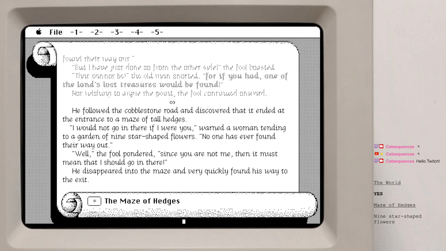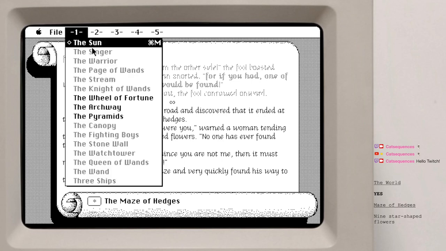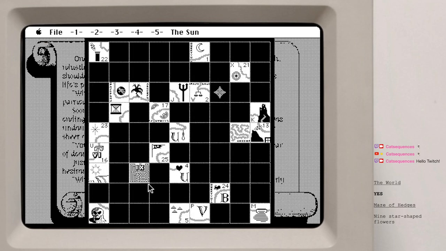There we go. So I've written down the nine star-shaped flowers, because I feel like that is probably our clue to what this square looks like on the map. I guess we can try and check that, can't we? If we have a look here. So this. No, it just has a maze on it, with X on it, which is interesting.